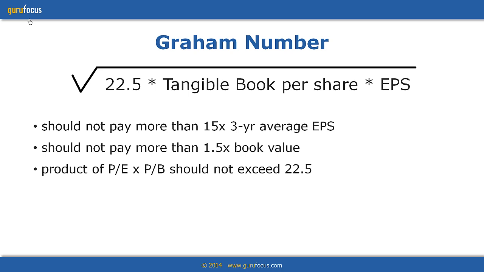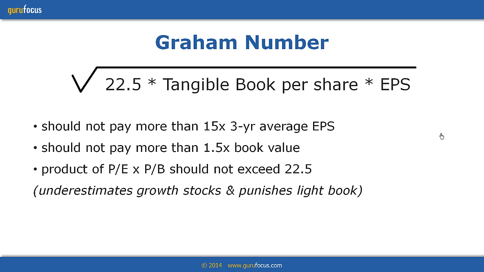Or if you get it for maybe one-time book, you can pay a little bit higher earnings multiple. So what he said is that the product of these two, the product of your earnings multiple and your book multiple, should not exceed 22.5. So the PE number times the price to book should not be over 22.5. What this does is quite simple. It just multiplies the book per share and the earnings per share by 22.5, and then takes the square root of that. And that gives you the max figure that Graham would pay for that stock, based on keeping a combination of below 15 times earnings and 1.5 times book.